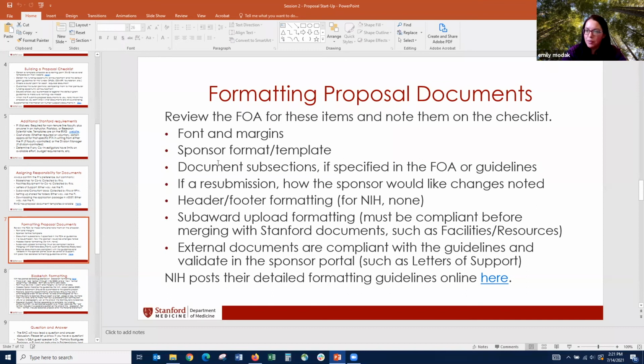For header and footer, what is the formatting for NIH? No headers and footers, because they're system generated when it's submitted.